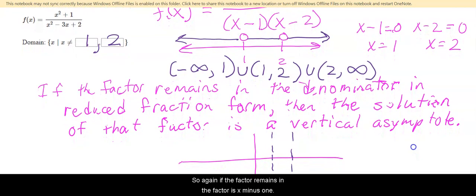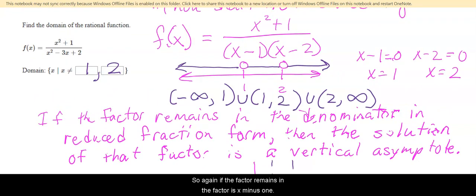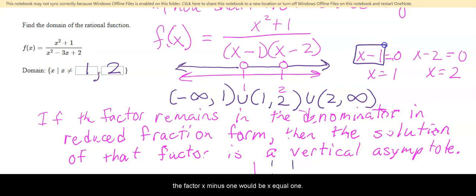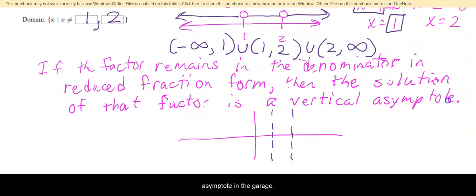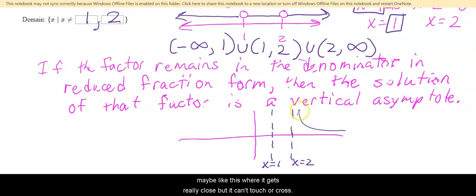So again, if the factor x minus 1 remains in the denominator after you've factored everything and reduced it, then the solution that matches the factor x minus 1 would be x equals 1, and that line, x equals 1, becomes a vertical asymptote in the graph. That's a line that the graph cannot touch or cross, which means it's going to have to do something maybe like this, where it gets really close, but it can't touch or cross it.